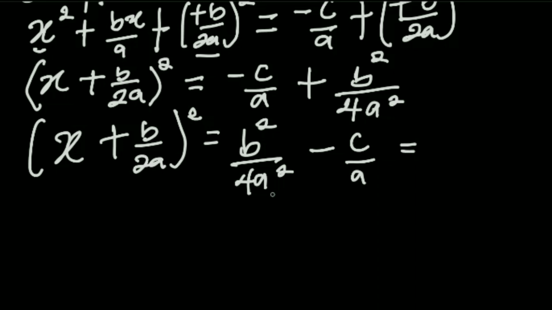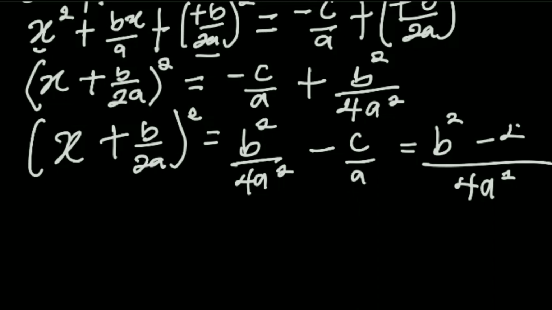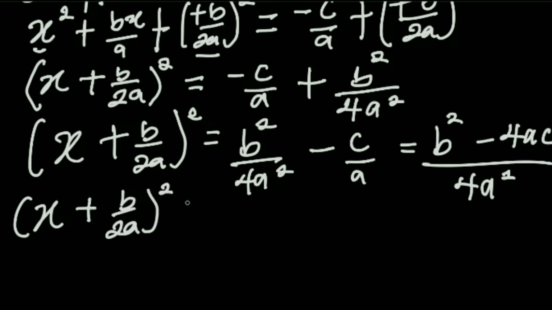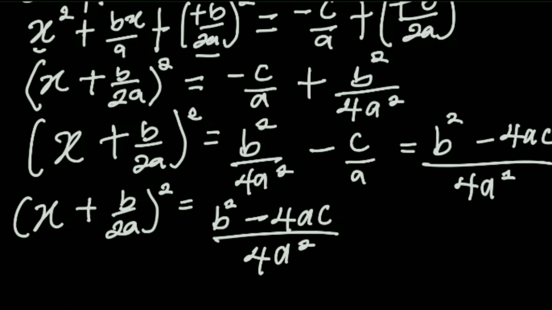And so we can find the LCM of this. The LCM of 4a squared and a is 4a squared. 4a squared divided by 4a squared, we have 1. 1 times b squared, that's b squared, minus 4a squared divided by a, that is 4a. 4a times c, 4ac. Alright, so what we have here is x plus b over 2a all squared equals to b squared minus 4ac divided by 4a squared.